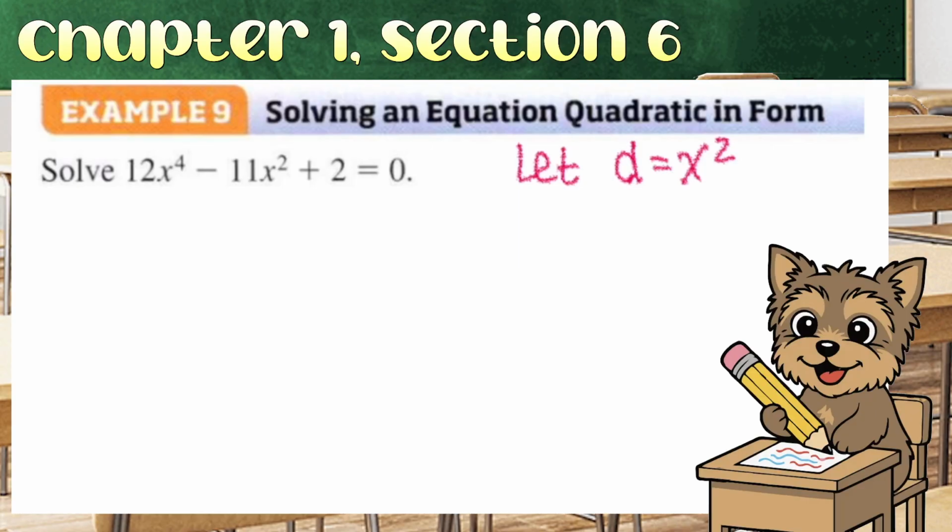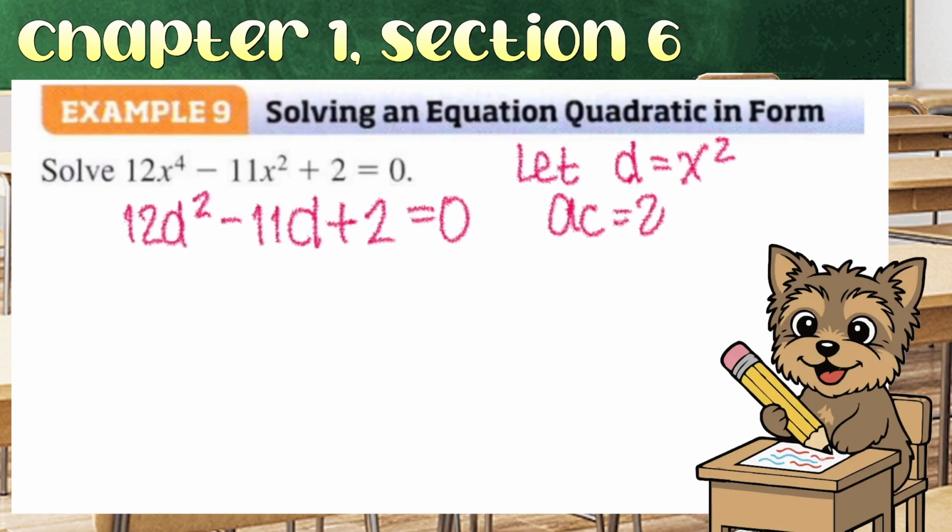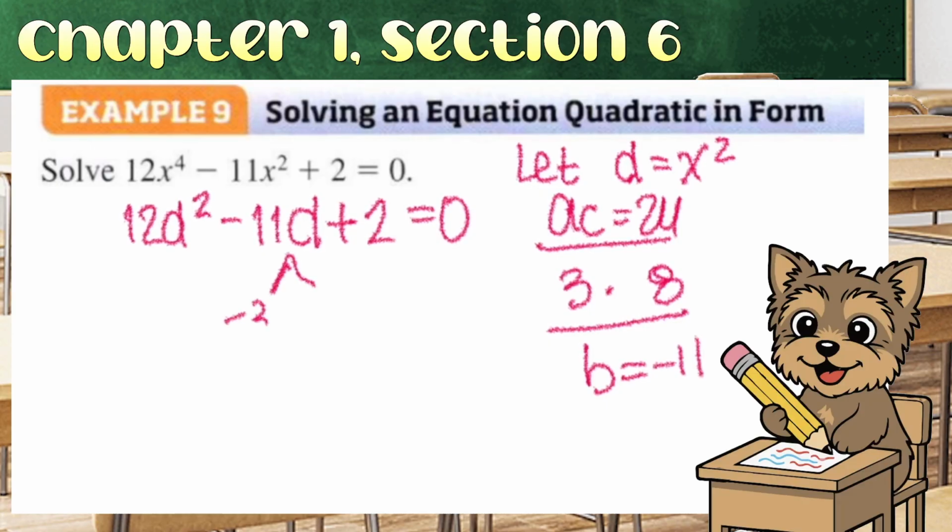Okay. So anyhow, back here, 12d squared minus 11d plus 2 is 0. AC is 24. What multiplies to give you 24? We said it was 3 and 8. And then that can make the -11. So that's -3d, -8d, like that, right? But again, if you want to factor like that, you can.